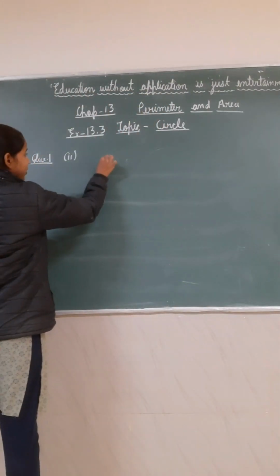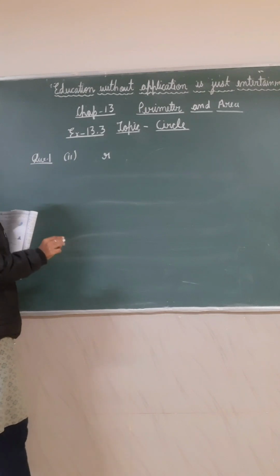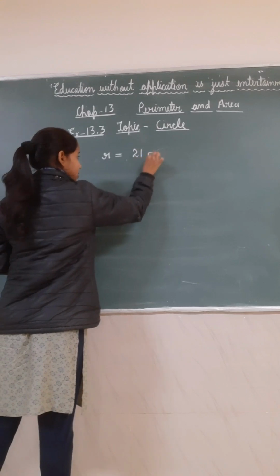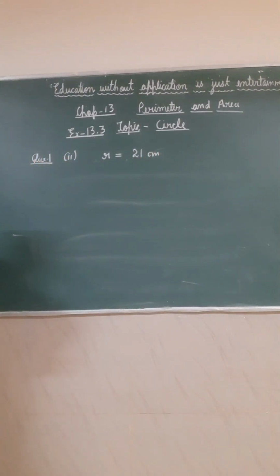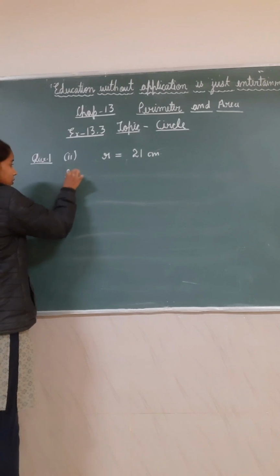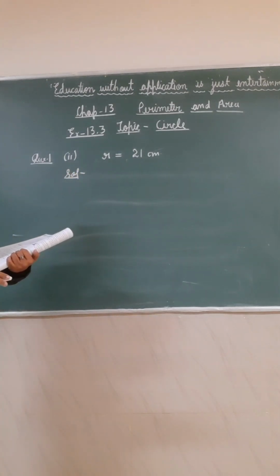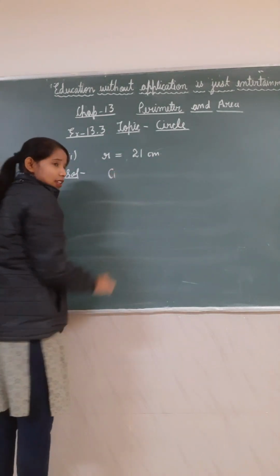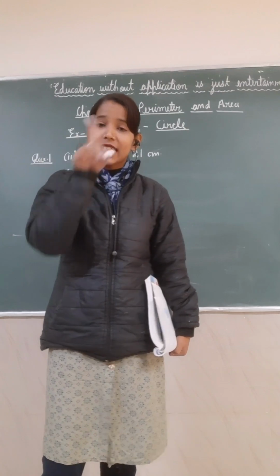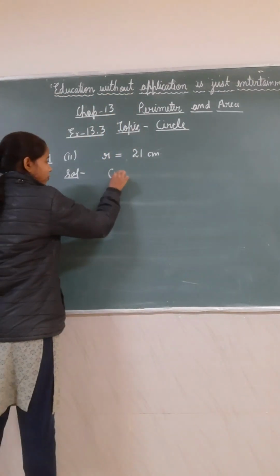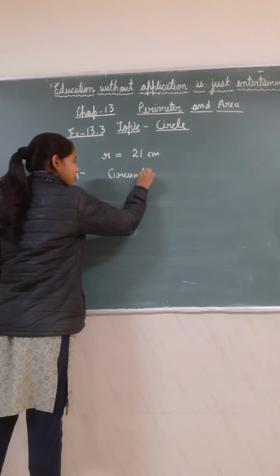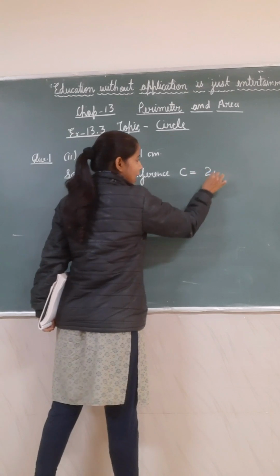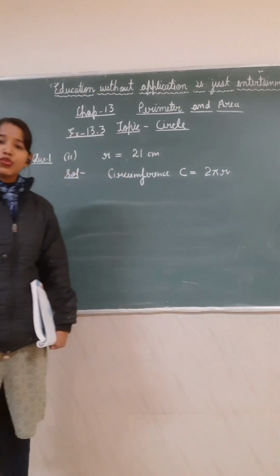Means what is given here? Radius. Radius is represented by the small letter r. So radius is equal to 21 centimeter. And now we have to find, write down the solution, the perimeter of the circle, or you can say circumference of the circle. Circumference is denoted by the capital letter C. So capital C is equal to 2 pi r.